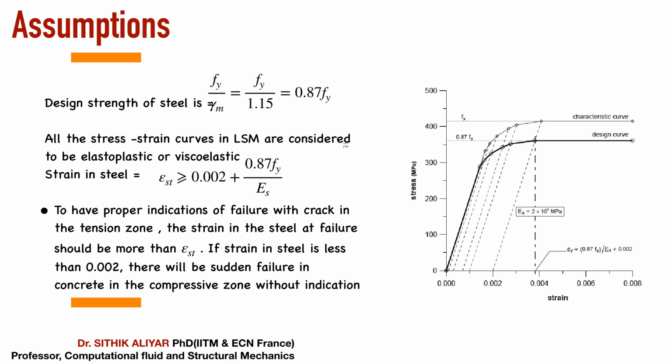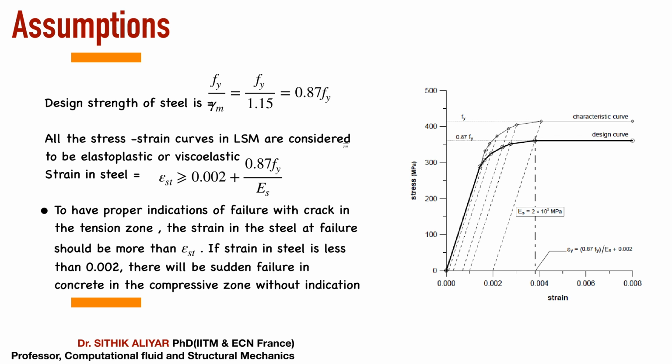For design, the strain in steel should always be greater than 0.002, because if your concrete reaches 0.002 then there will be an immediate, sudden collapse. So the strain in steel should be greater than 0.002 plus the material's own Fy by Es. Okay, so you have a clear explanation here.